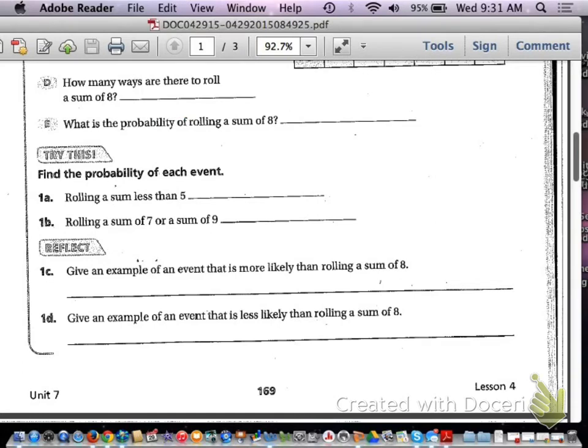Okay, let's continue and try this. Let's look at the table that we just had in the previous example, and it should be on your papers, to find the probability of rolling a sum less than 5, and rolling a sum of 7 or a sum of 9. For rolling a sum less than 5, we are not including 5, so you count all the 4s, all the 3s, and that one and only 2.